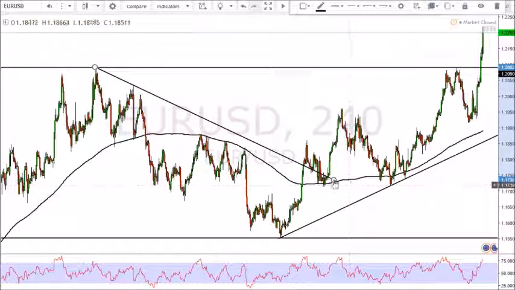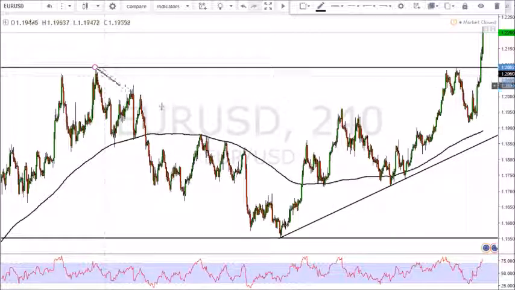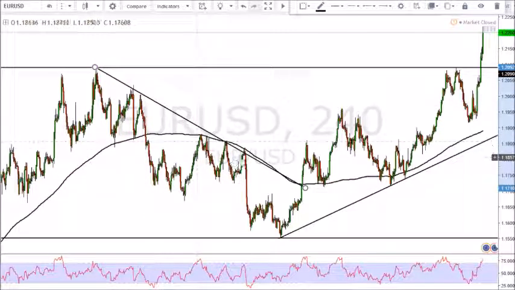this one here. So let's draw it again. See that? 1, 2, 3 points. That means this trend line is confirmed. So let's extend that trend line. So we see it's a confirmed trend line.